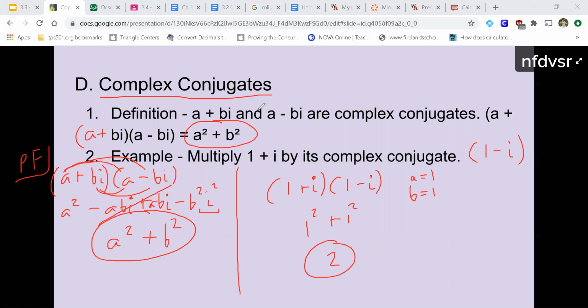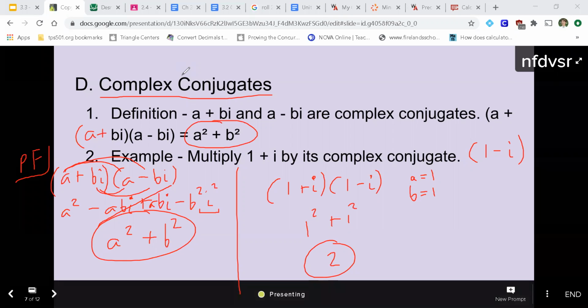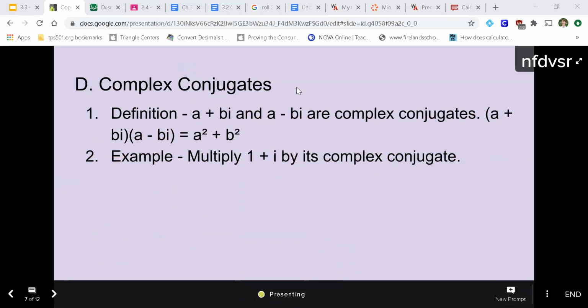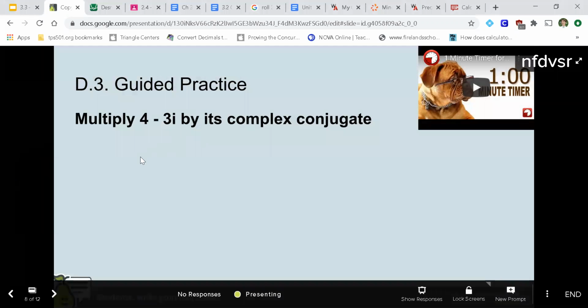All right, good to go on? Okay, your turn then. Let's just make sure you understood what I just said. I'm just going to give you a minute. Write the conjugate of 4 minus 3i and then multiply them together.